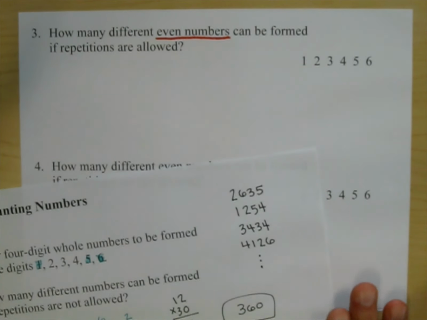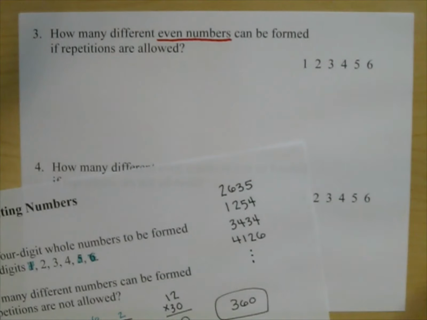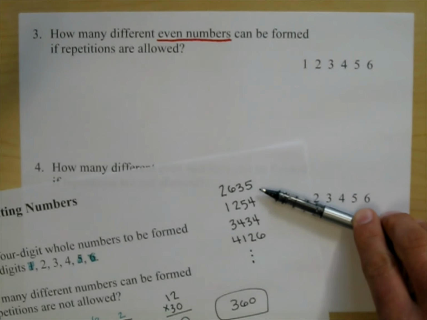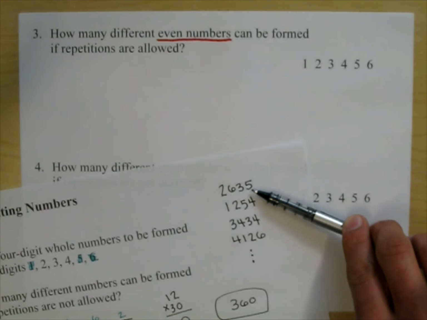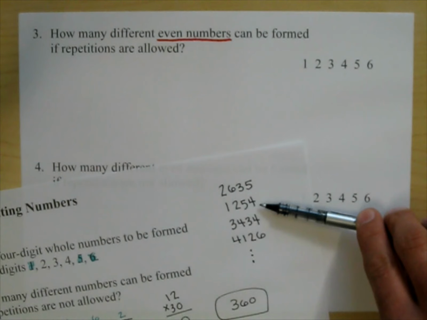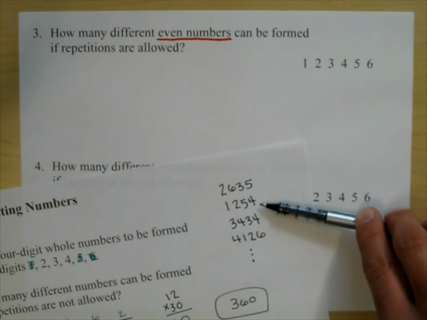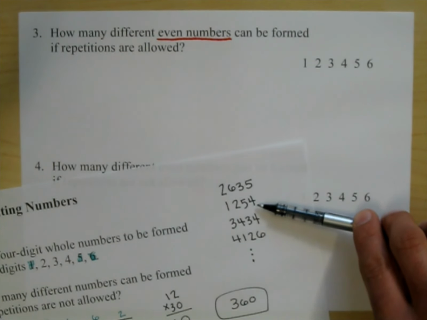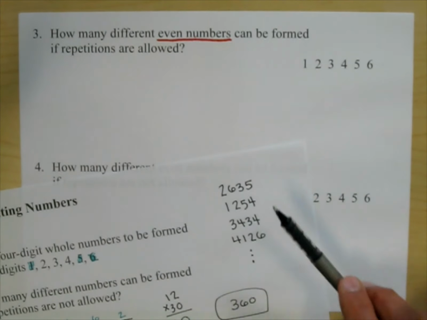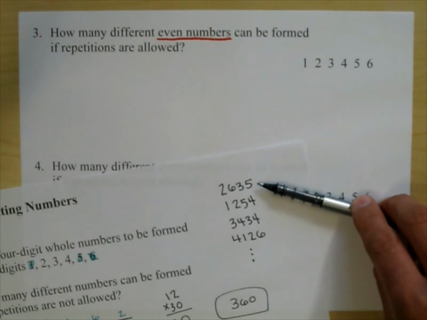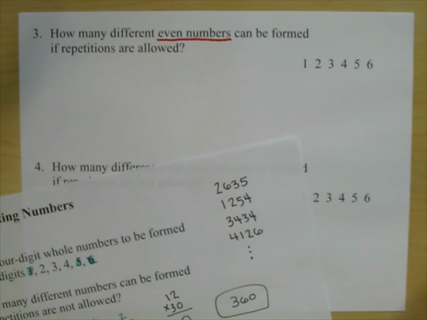Go back over here. This number right here, 2,635, is that even or odd? Well, that's odd. Why? Because of that 5. 5 is odd. 1,254, that's an even number because the last digit is even. So when they say even numbers, the restriction is on the last slot.